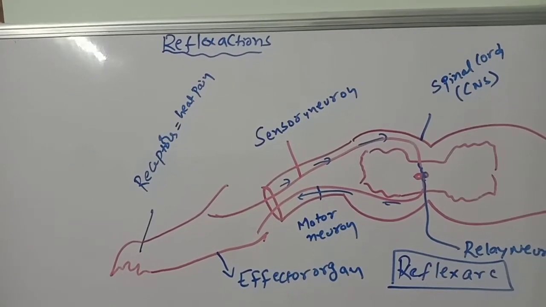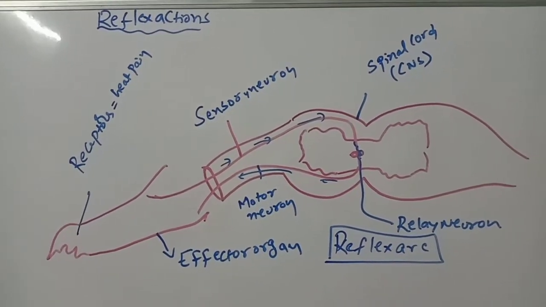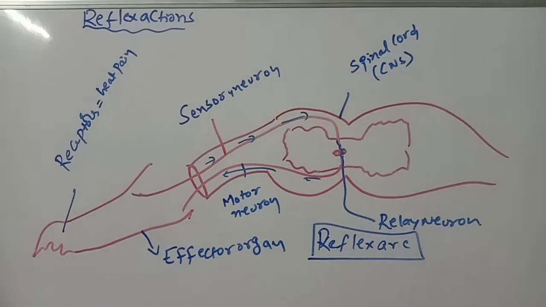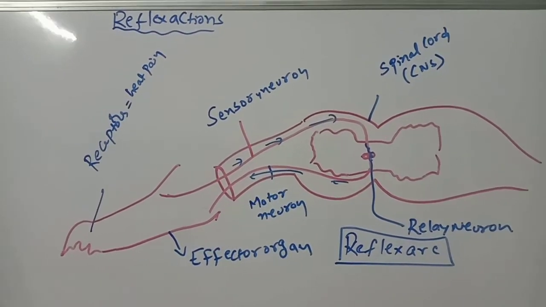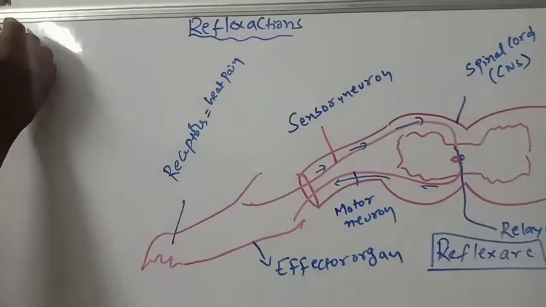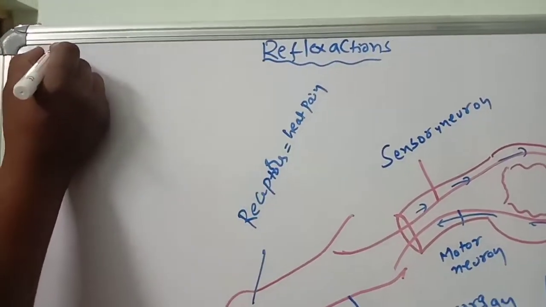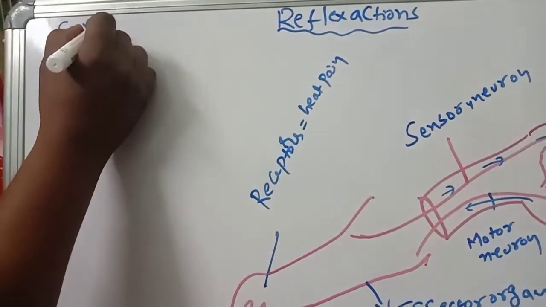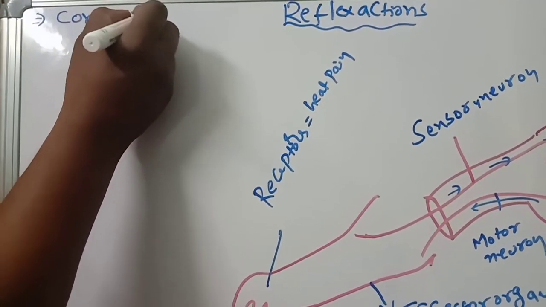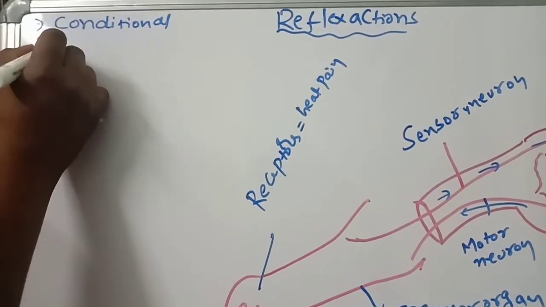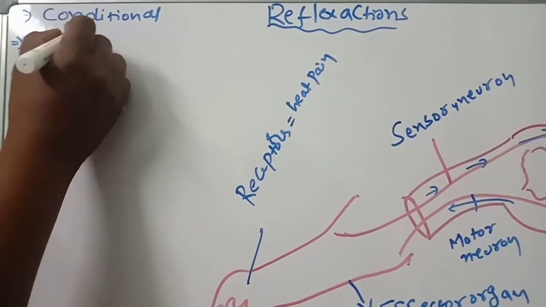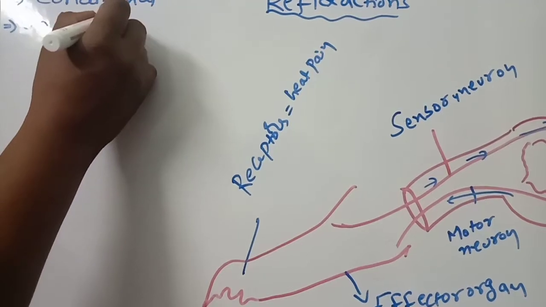Good morning, children. The next topic is reflex actions in the nervous system. I said there are two types of reflex actions. What are those two types? Number one, conditional reflex actions. Number two, unconditional reflex actions.